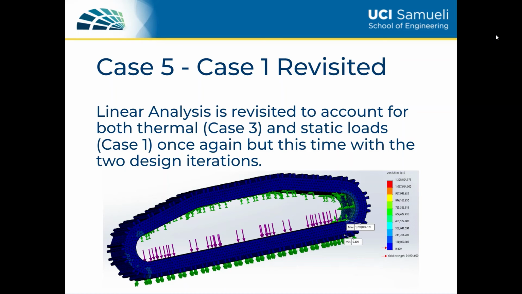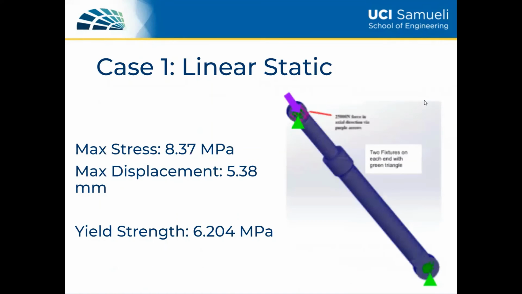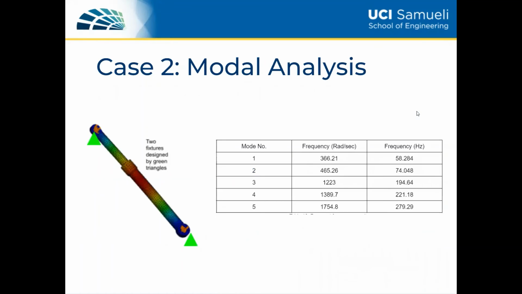For the hydraulic cylinder, the material was alloy steel, and all simulations were run with the medium mesh size. The first case is a linear static analysis with the green arrow showing fixed boundary conditions and a 50,000 Newton force downwards. The max stress is 8.37 megapascals, and the yield strength of alloy steel is 6.2, so the part does not fail from static loading. The second case is modal analysis, where the boundary conditions are the same as in the previous. The resonant frequency of the engine is 30 Hz, which from the table we can see we avoid, so there should be no issues.